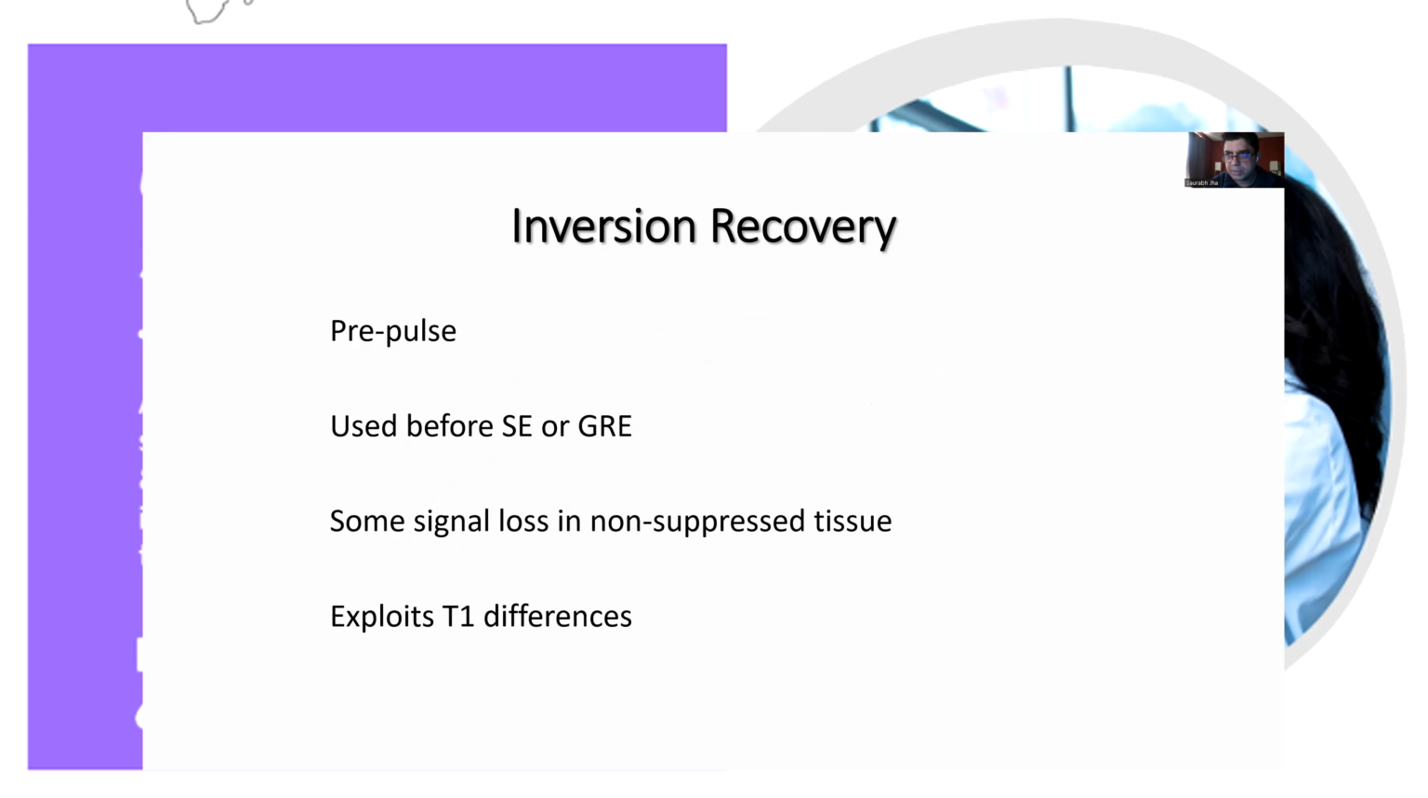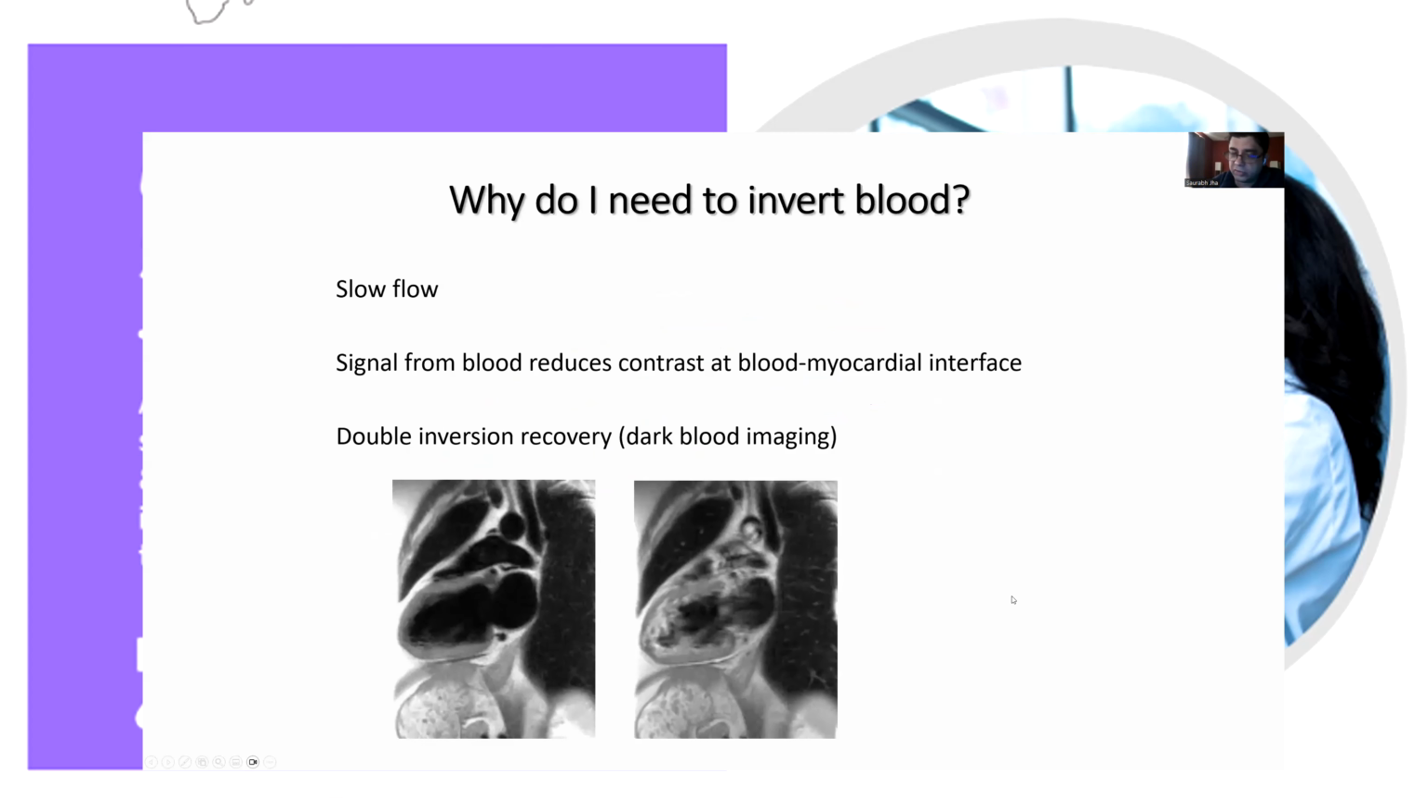So these are the characteristics. It's a pre-pulse, and it can be used before spin echo or gradient echo, so it's not really married to spin echo. It dampens everything down a little bit. Essentially, this is a form of T1 imaging, although it gets a little complicated because there's a T2 component as well. All right, so why do you need to invert the blood?